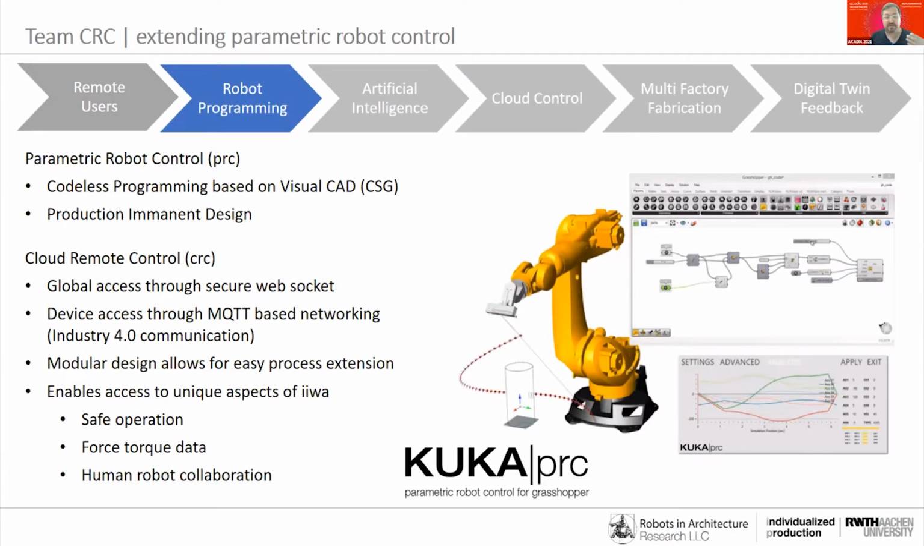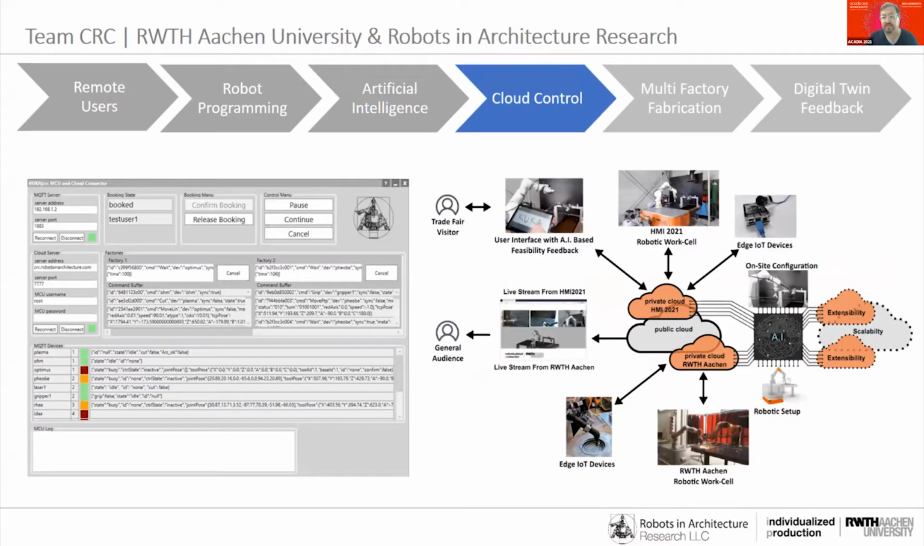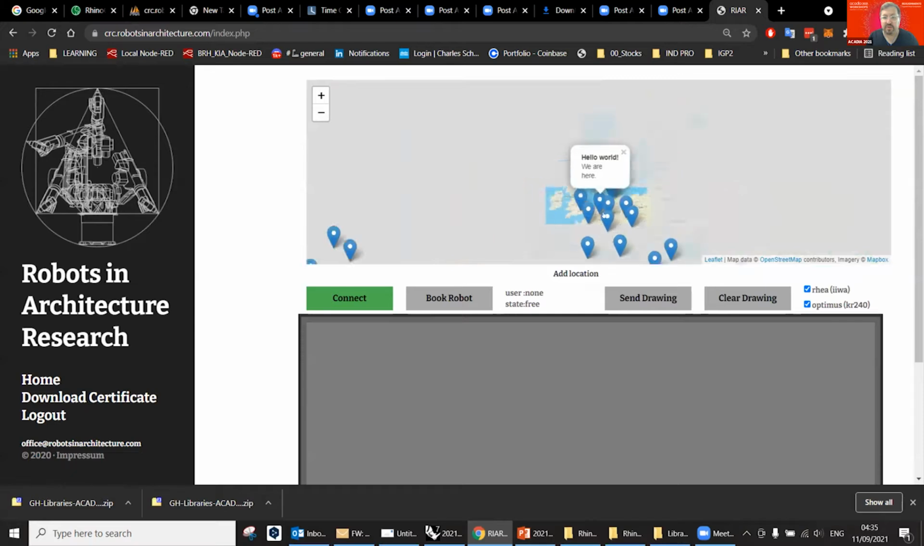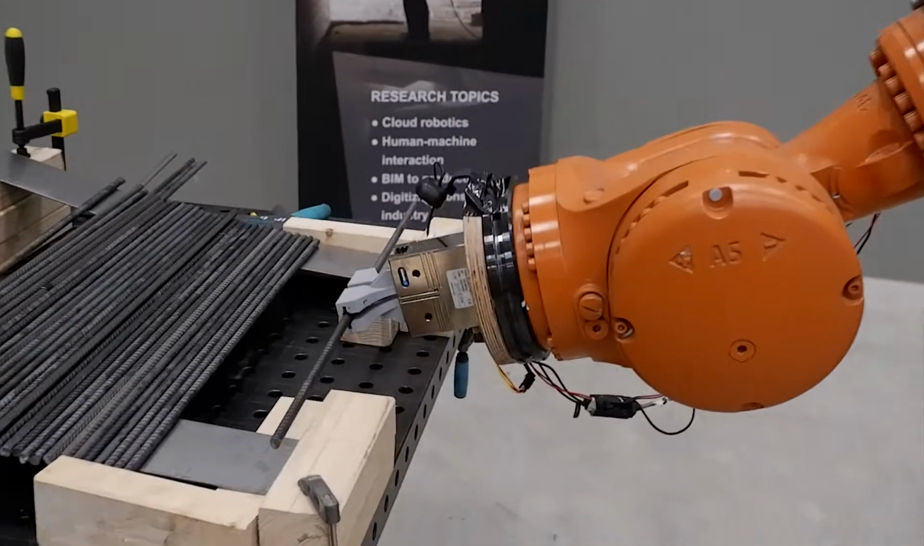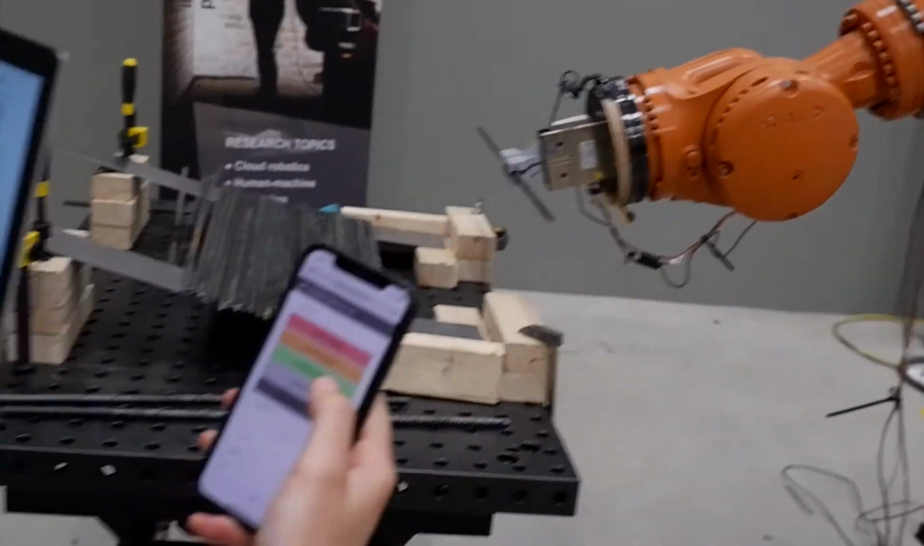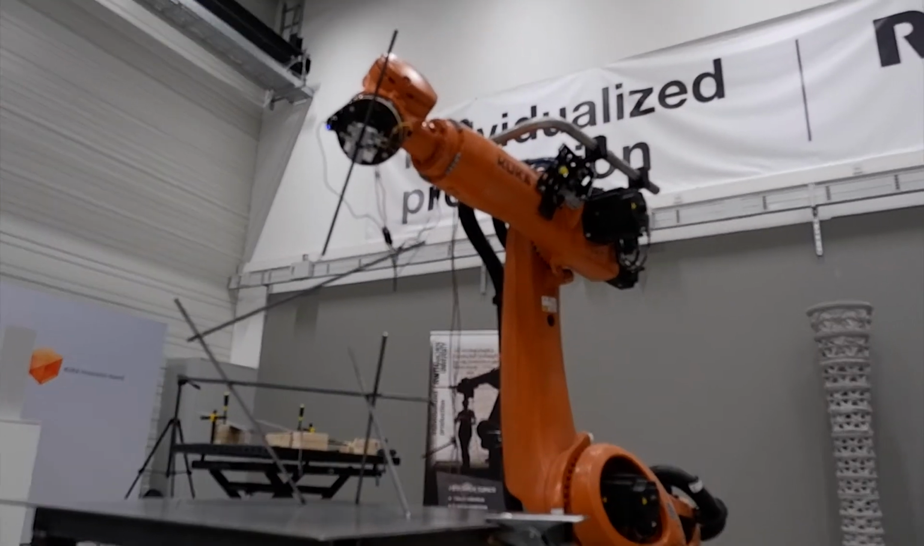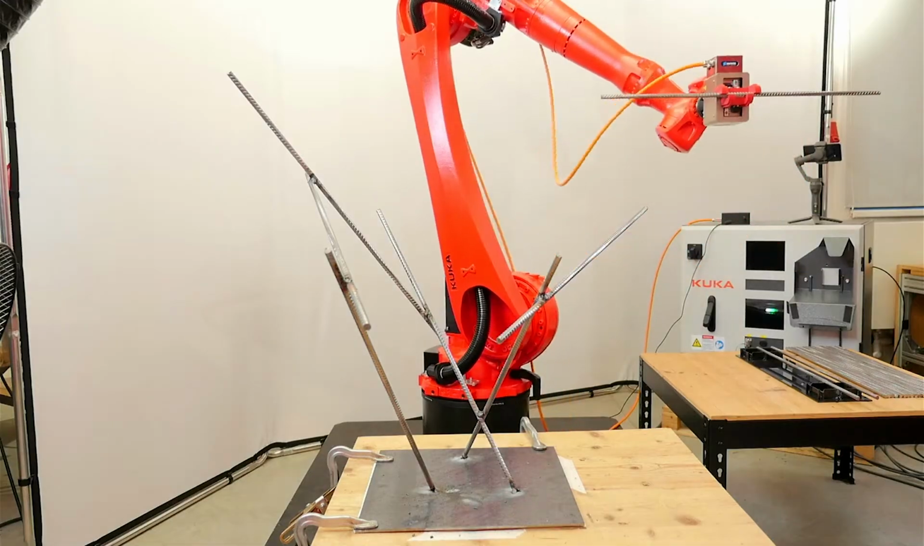Essentially, KUKAcrc allows us to extend all the traditional parametric robot controls to online collaboration. It allows us to work closely with our robots even while we're at great distances. The secondary benefit is that since we're connecting through the cloud, all our tools are becoming IoT enabled, and we can very easily switch them on and off or have other robots interact with them.